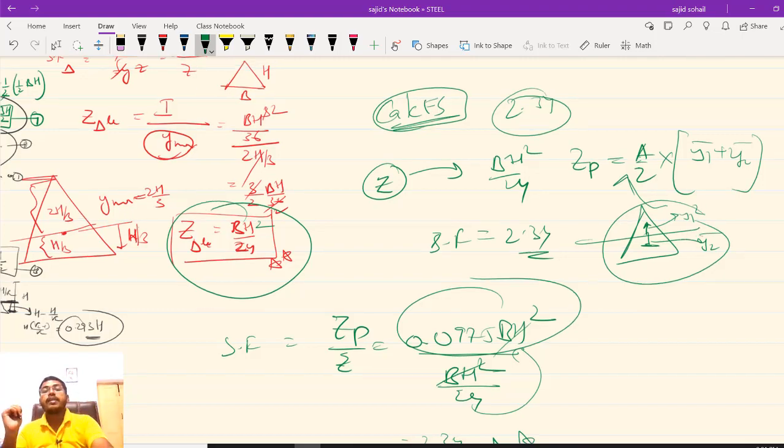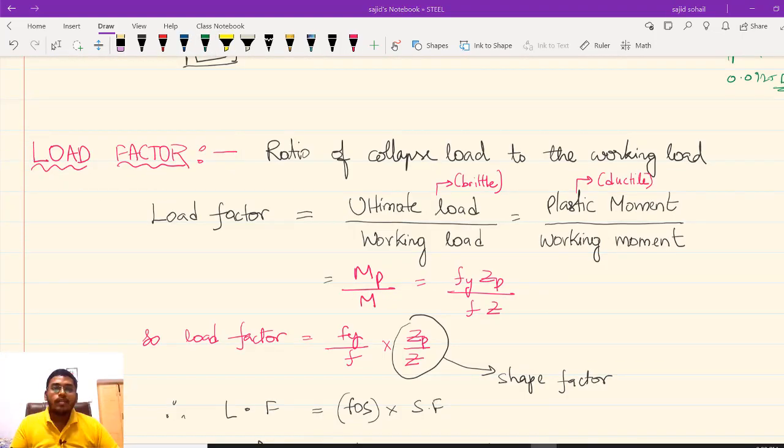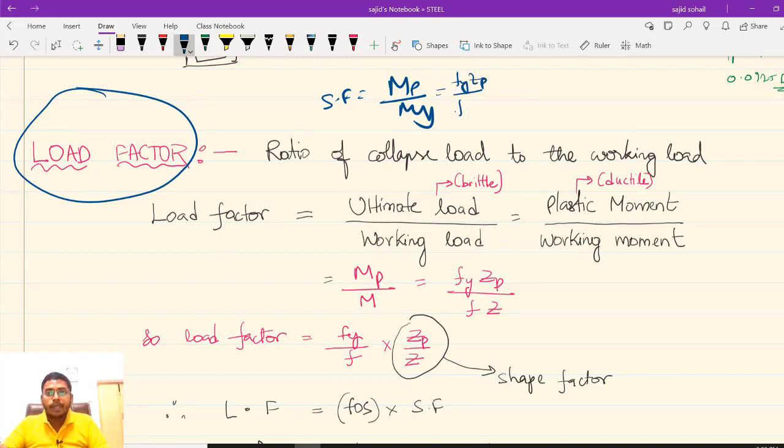So this concludes the shape factor. Now let us continue with load factor. What is this load factor? It is quite a simple term. You know the shape factor, right? Shape factor was your plastic moment divided by your yield moment, that is Fy Zp divided by Fy into Z. This was your shape factor.